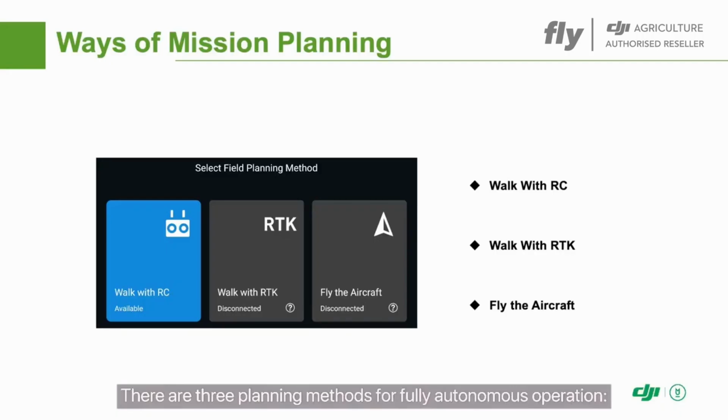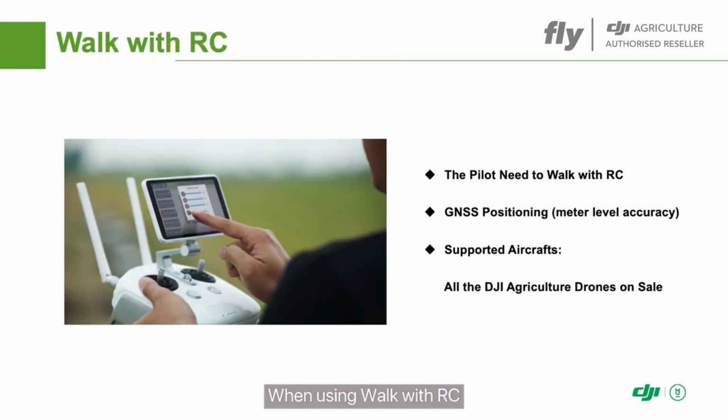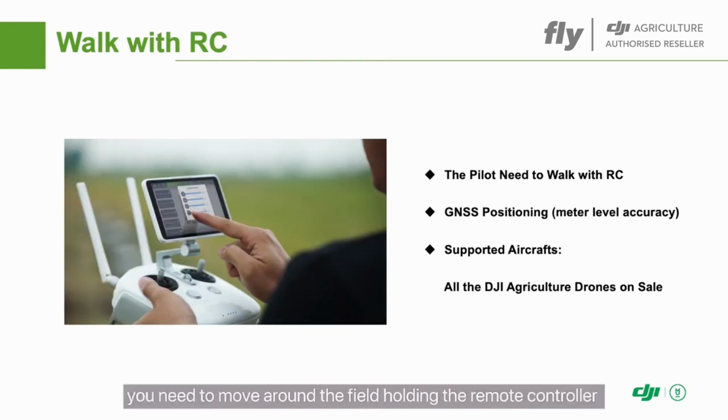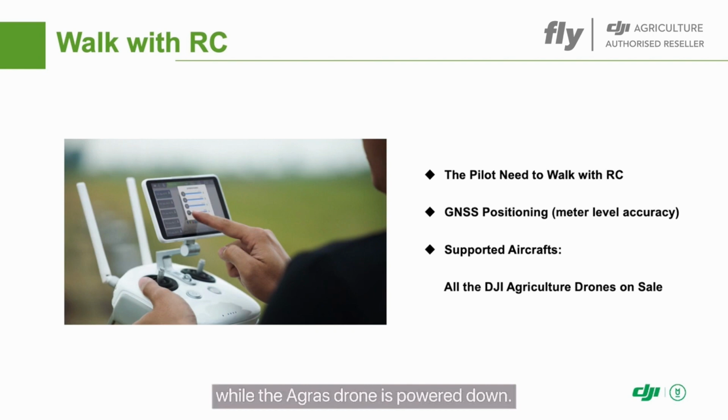There are three planning methods for fully autonomous operation: walk with RC, walk with RTK, and fly the aircraft. When using walk with RC, you need to move around the field holding the remote controller while the Agras drone is powered down. Add waypoints based on the field dimensions, and then generate the route.